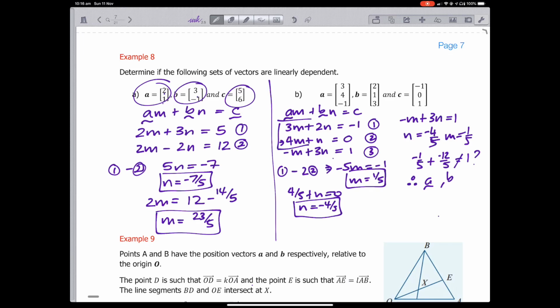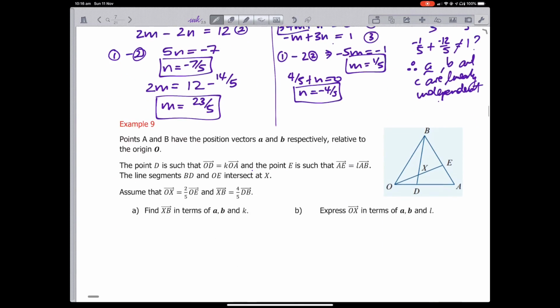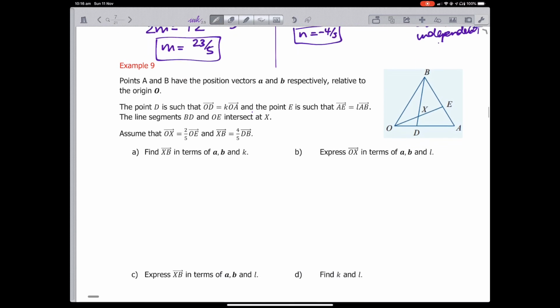Therefore, a, b, and c are linearly independent. They do span the whole three-dimensional plane. So they would make up like the whole three-dimensional plane, but together they don't lie in the same plane in 3 dimensions. So they need to lie in the same plane, i.e. if we put a piece of paper, they need to lie in the same plane for them to be linearly dependent.